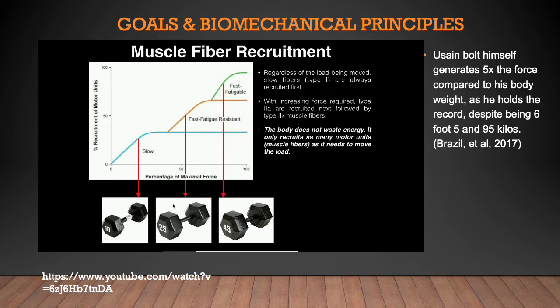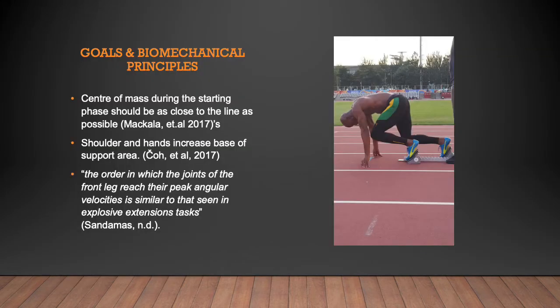McCullough et al.'s 2017 research paper showed that the center of mass should be as close as possible to the edge in the base of support, which is usually located right here. This will help as the sprinters leap forward when they start.